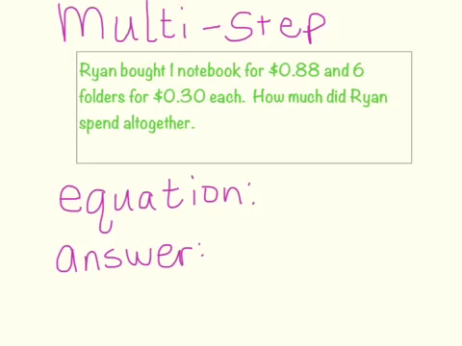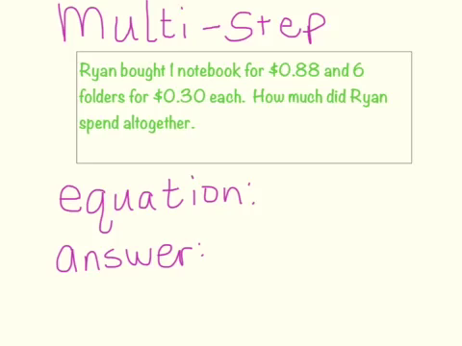Now take a look at this multi-step problem. Ryan bought one notebook for 88 cents and 6 folders for 30 cents each. How much did Ryan spend altogether? This is a multi-step story problem. We need to use parentheses in this problem to solve part of it first.